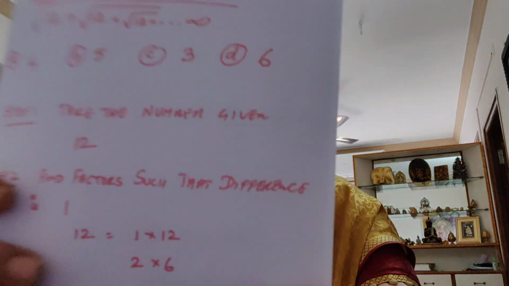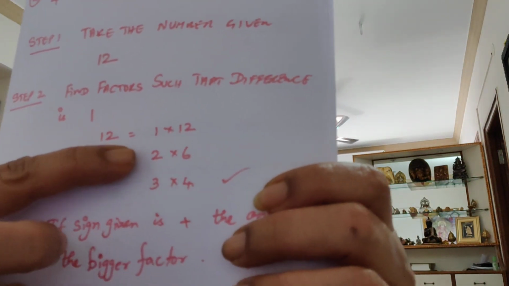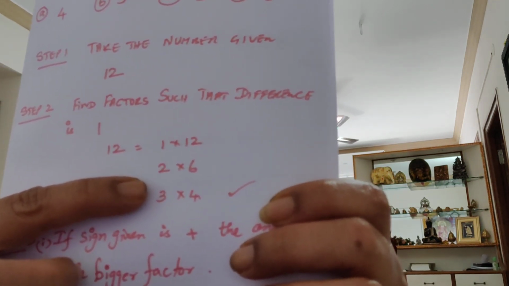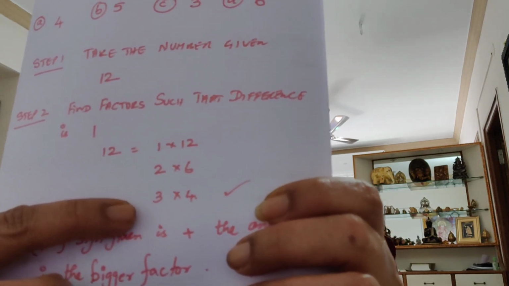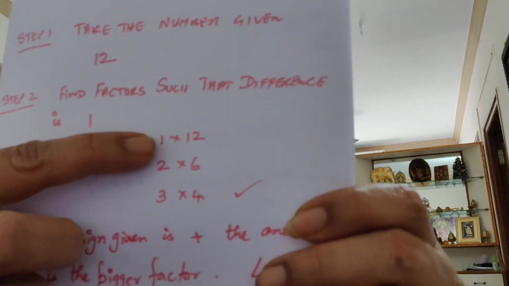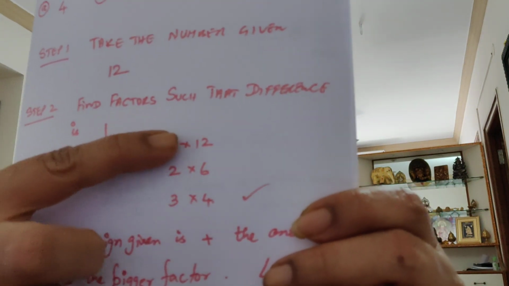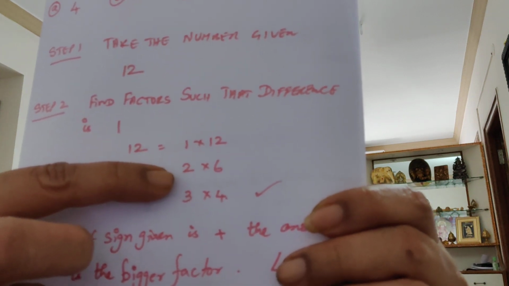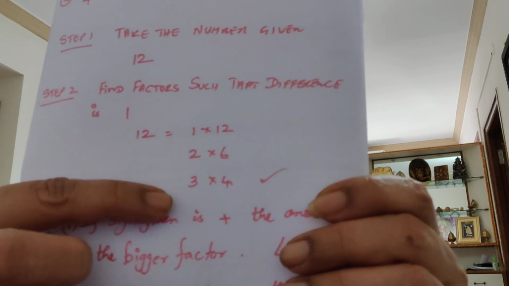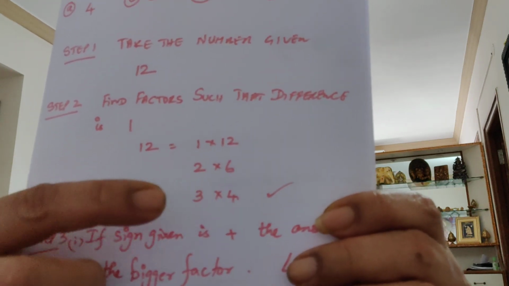Like that, for 12, find out the various factors. I've listed it down here. You have 1 into 12, then you have 2 into 6, and then you have 3 into 4. So you have a set of 6 factors. Find out the pair of factors which have a difference of 1. For example, in the first case, for 1 and 12, the difference would be 11, so we are not looking at that. Let's look at the second option: 2 and 6, the difference is 4. We are not looking at that too. 3 and 4, the difference is 4 minus 3 is 1. So this is the set of factors that we are looking at.